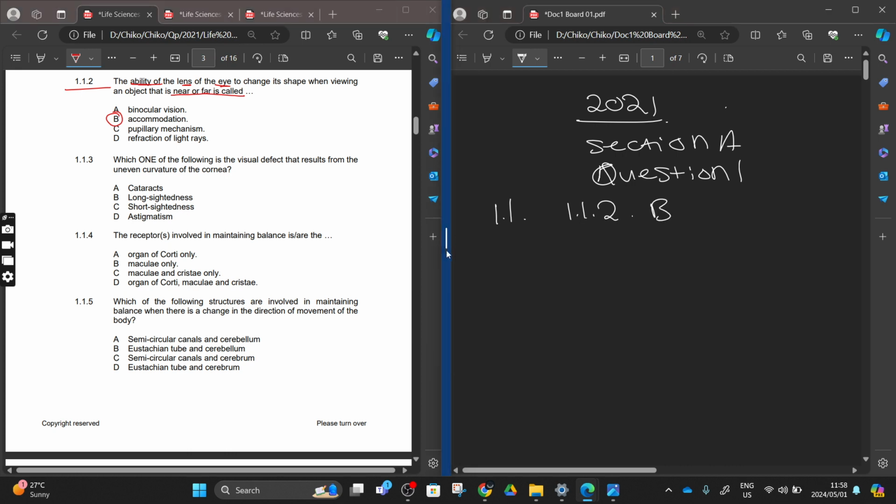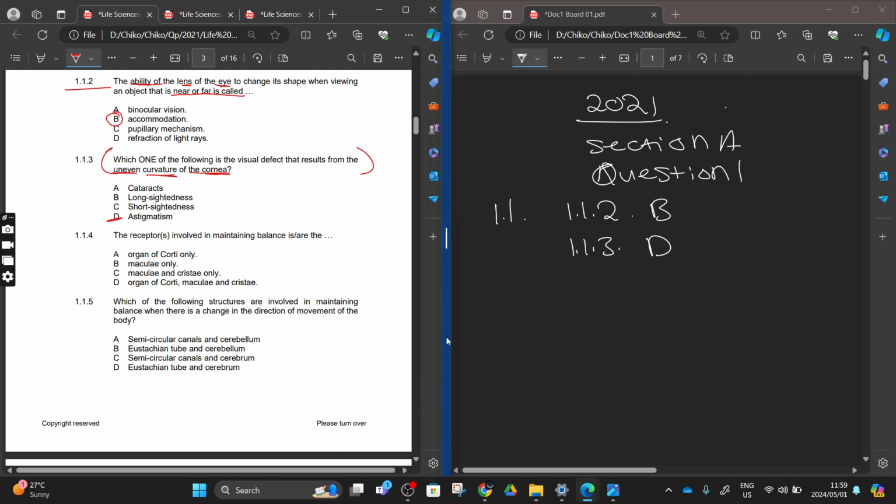1.1.3, which one of the following is the visual defect that results from the uneven curvature of our cornea? We also did this. Which one? Astigmatism. That will be number D. Astigmatism, right? So astigmatism, this is what you will need to explain.